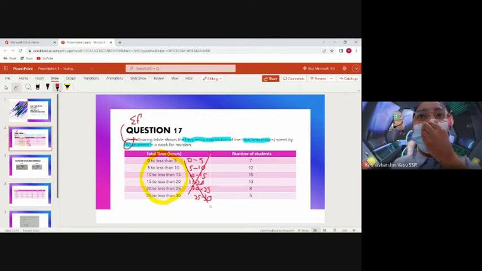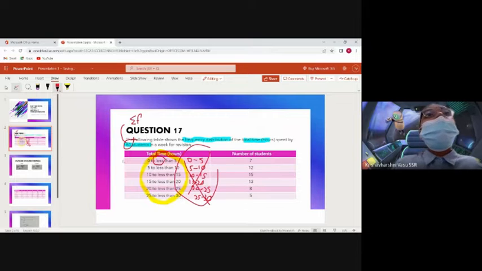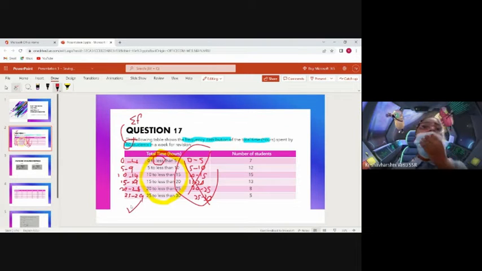Actually, this is wrong because they forgot to read that there's less here. So instead of this, it should be 0 to 4, 5 to 9, 10 to 14, 15 to 19, 20 to 24, and finally 25 to 29. So this is the right modal class.